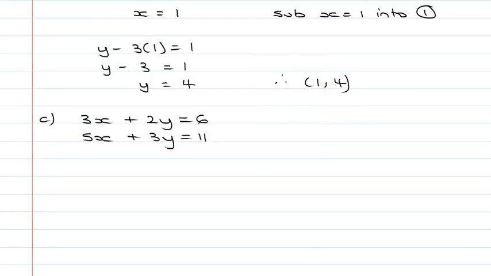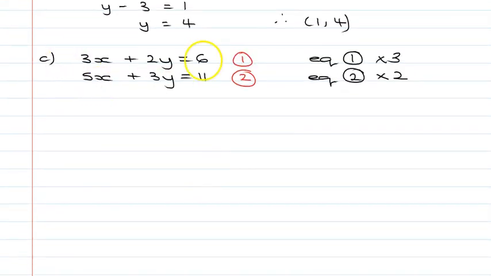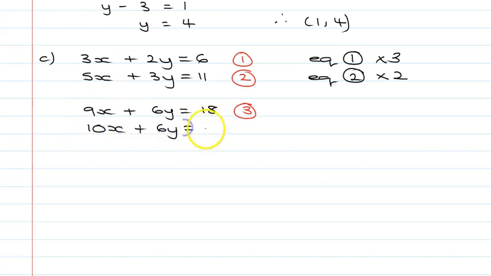My final example, again, I'm probably going to eliminate the y quantity, so let's have a look at what I have to do to eliminate that. I'm going to multiply all of equation 1 by 3, and then I'm going to multiply equation 2 by 2. And that will give me the quantity of 6y there. So let's do that. So times by 3. So I've got 9x plus 6y equals 18, and we'll label that equation 3. And then with the second equation, I'm doubling all of those, so I get 10x plus 6y equals 22, and I'm going to call that equation 4.